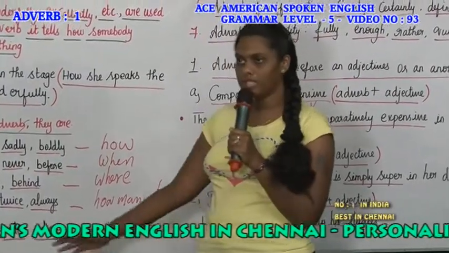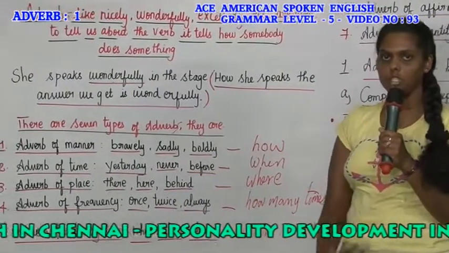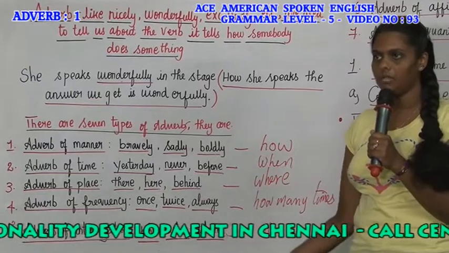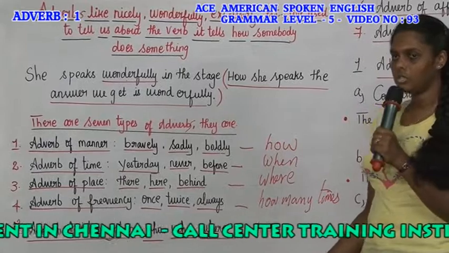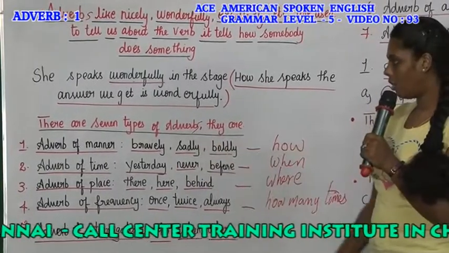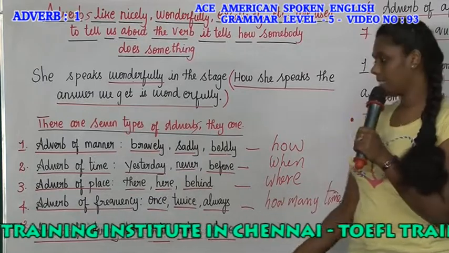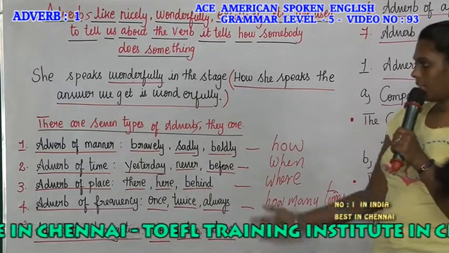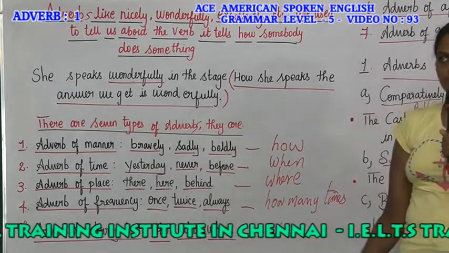When we talk about adverb of manner, we always have to ask how. So we will say, how he is. If I'm asking a question to one person, how he is, that means whether he is brave or whether he is dull, something like that. So adverb of manner will always add ly. So we have to say bravely, sadly, boldly, something like that.